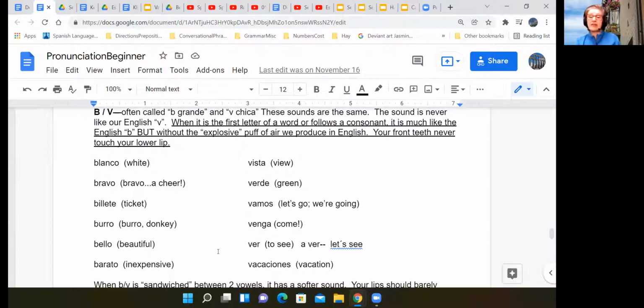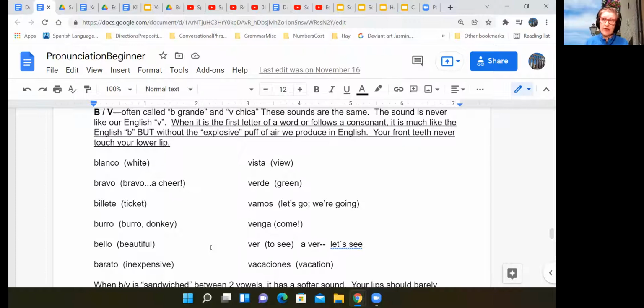Okay, but let's start with the B and V. Sometimes they're called B grande, B chica. There are all kinds of names for these letters. The letter gets different names. How crazy. B grande, sometimes called B con burro, B for burro, because everybody knows what a burro is, hee-haw, and B chica, little v.